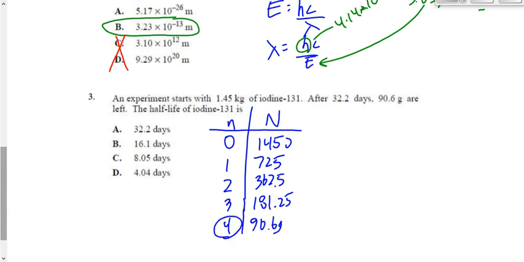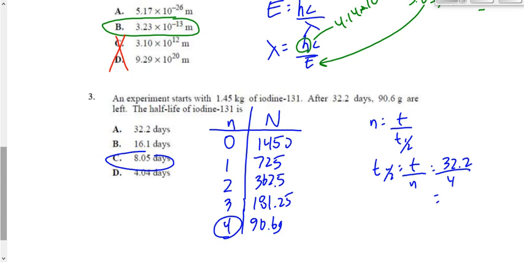So we do have 4 half-lives. We want to find the half-life. So it's going to be what? 32.2 divided by 4, which is 8.05 days. So the test that I just finalized last night, I can tell you that there's at least 1 half-life calculation in there.